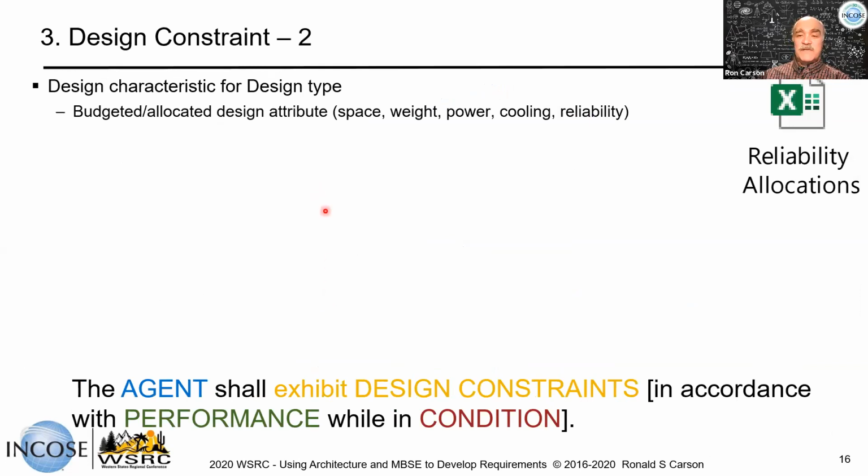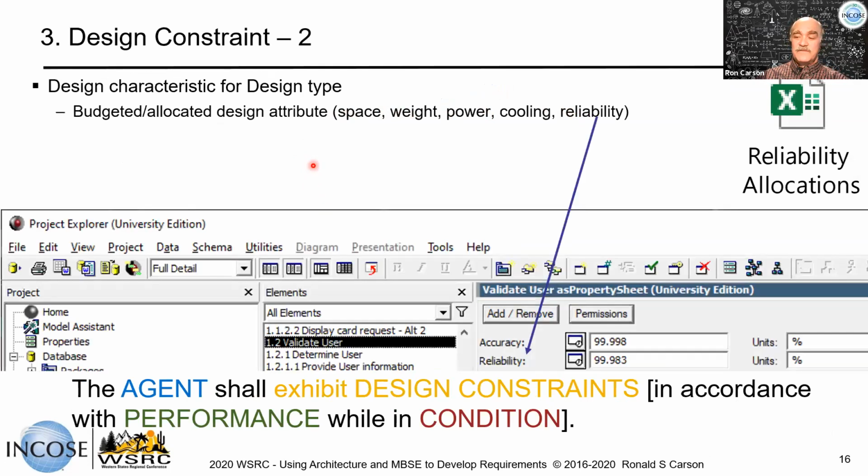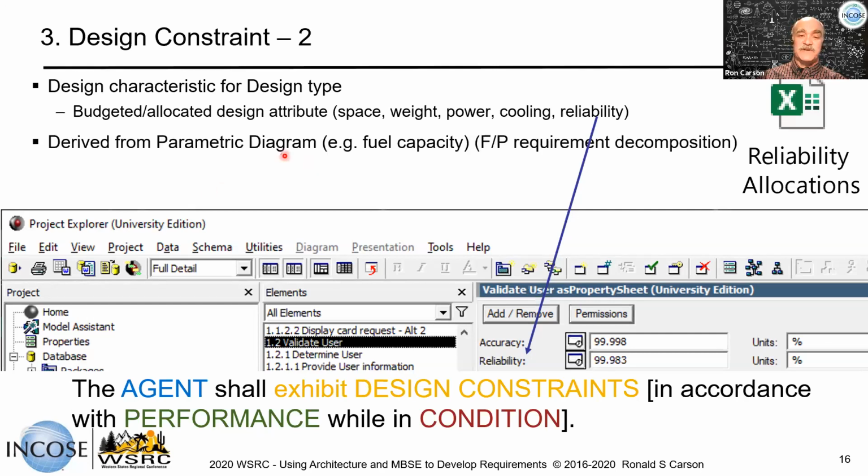We may have design requirements that arise from budgeting, such as space and weight and power and cooling, and reliability. Although reliability is more of a suitability criterion, it has to go through a similar budgeting process in the allocations. These derived parameters can be captured either as a parameter on a function for reliability, for example, or as a parameter on the solution component as well. It could also be captured from a parametric diagram based on a decomposition analysis of a functional requirement that yields not only derived functions and performance, but also design constraints like fuel capacity or weight as next lower level requirements.